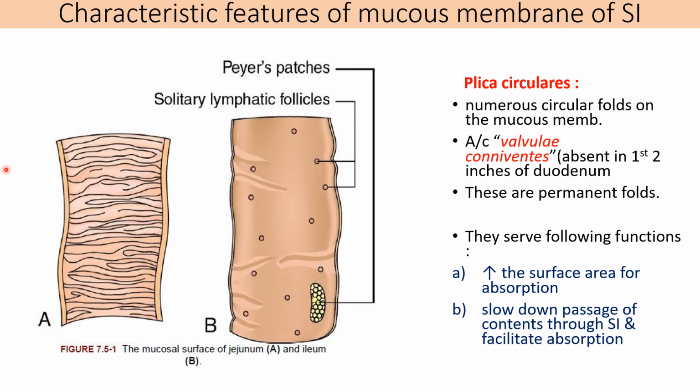This large surface is created by the special structure of the mucosal layer of the small intestine, and these special features are, first, the presence of plica circularis. These are the numerous folds of the mucous membrane layer of the small intestine. Also called valvulae conniventes, these are permanent folds and help in increasing the surface area for the absorption of nutrients, and also slow down the passage of gastrointestinal contents via the small intestine to help proper absorption of nutrients.